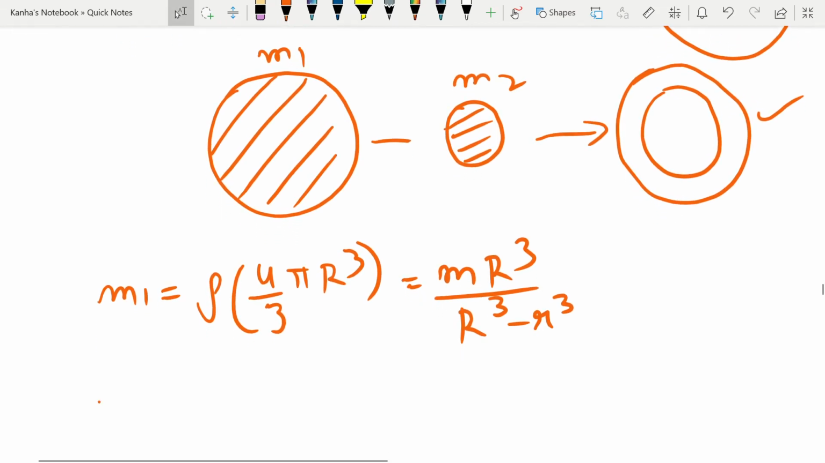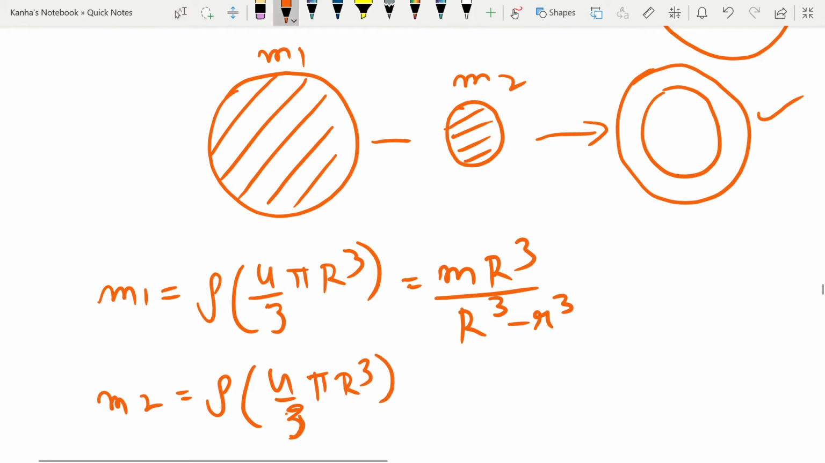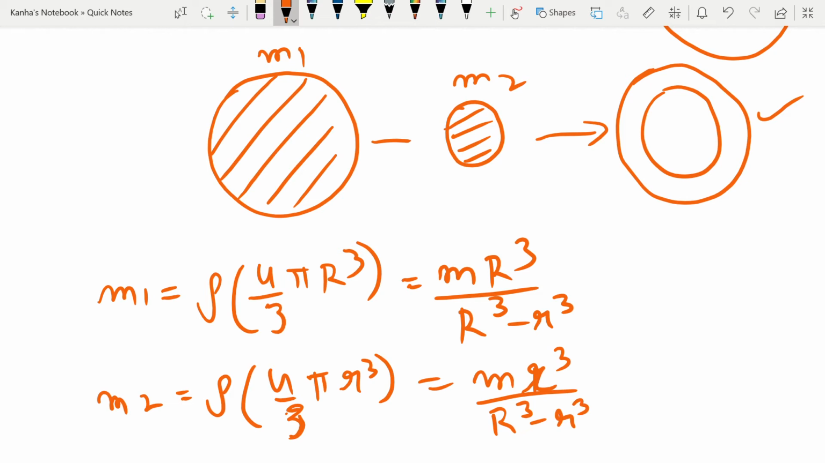My m2 will be what? m2 is equal to rho of 4 by 3 pi r cube, where this is small r. It will turn out to be m into r cube divided by r cube minus small r cube. So I calculated the masses for both m1 and m2.